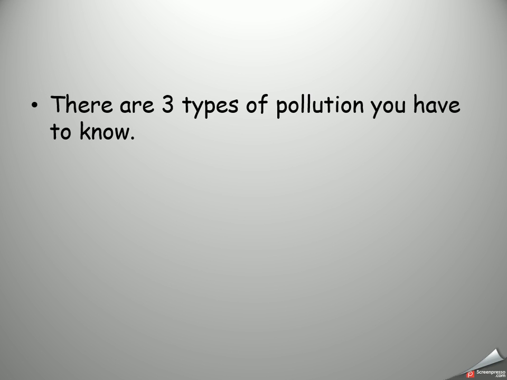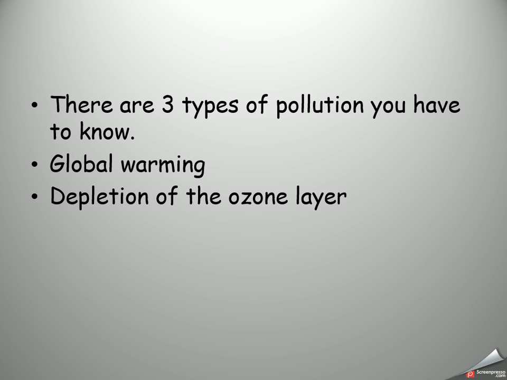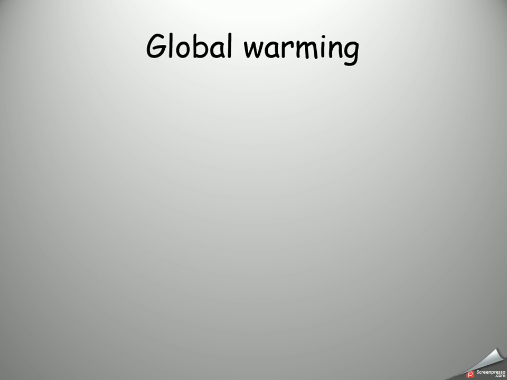Okay, so more on pollution. There are 3 types of pollution that you have to be aware of that are linked to an increase in population. Number 1, global warming. Number 2, depletion of the ozone layer. Depletion just means that the ozone layer is getting thinner in parts. And number 3, acid rain. So let's look at all 3 of those.